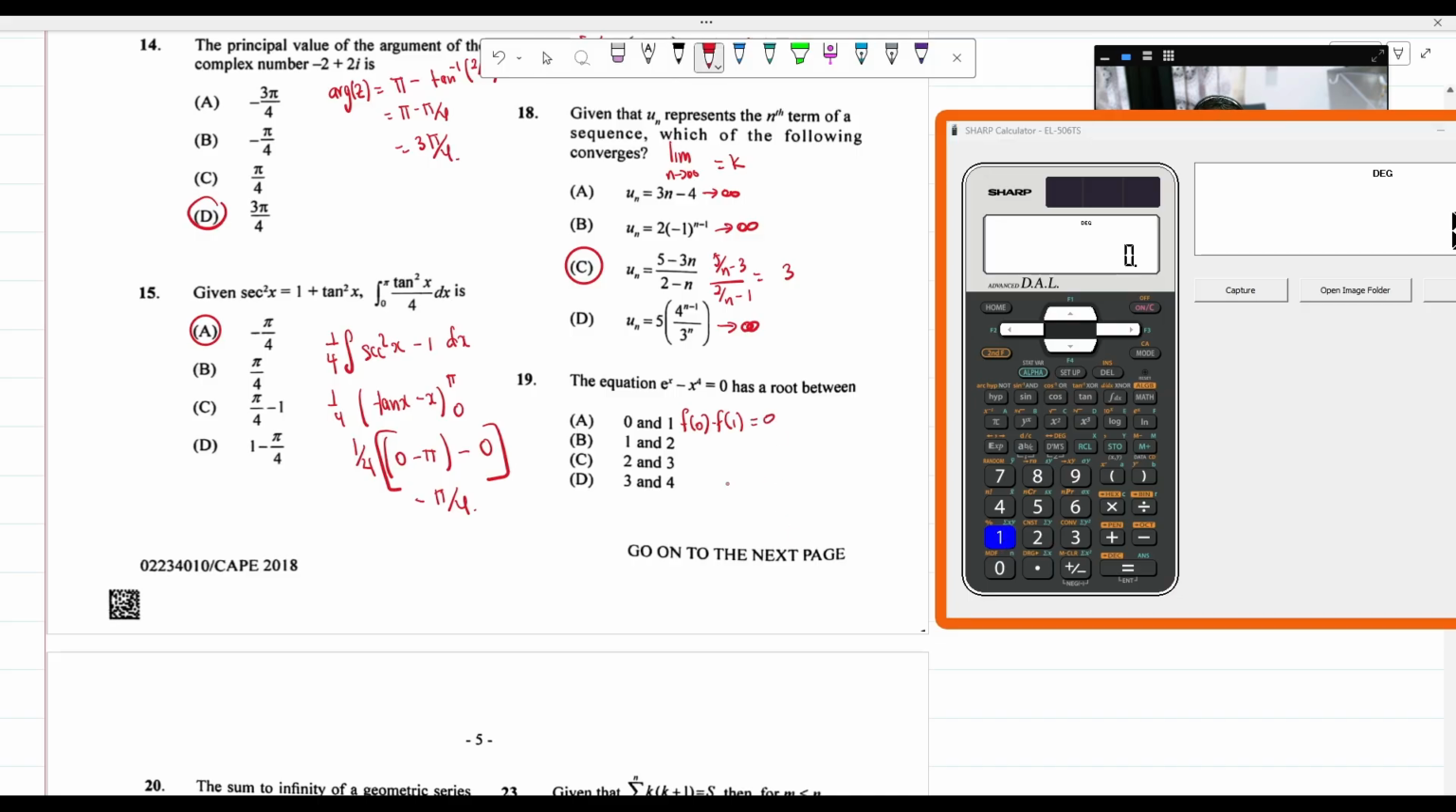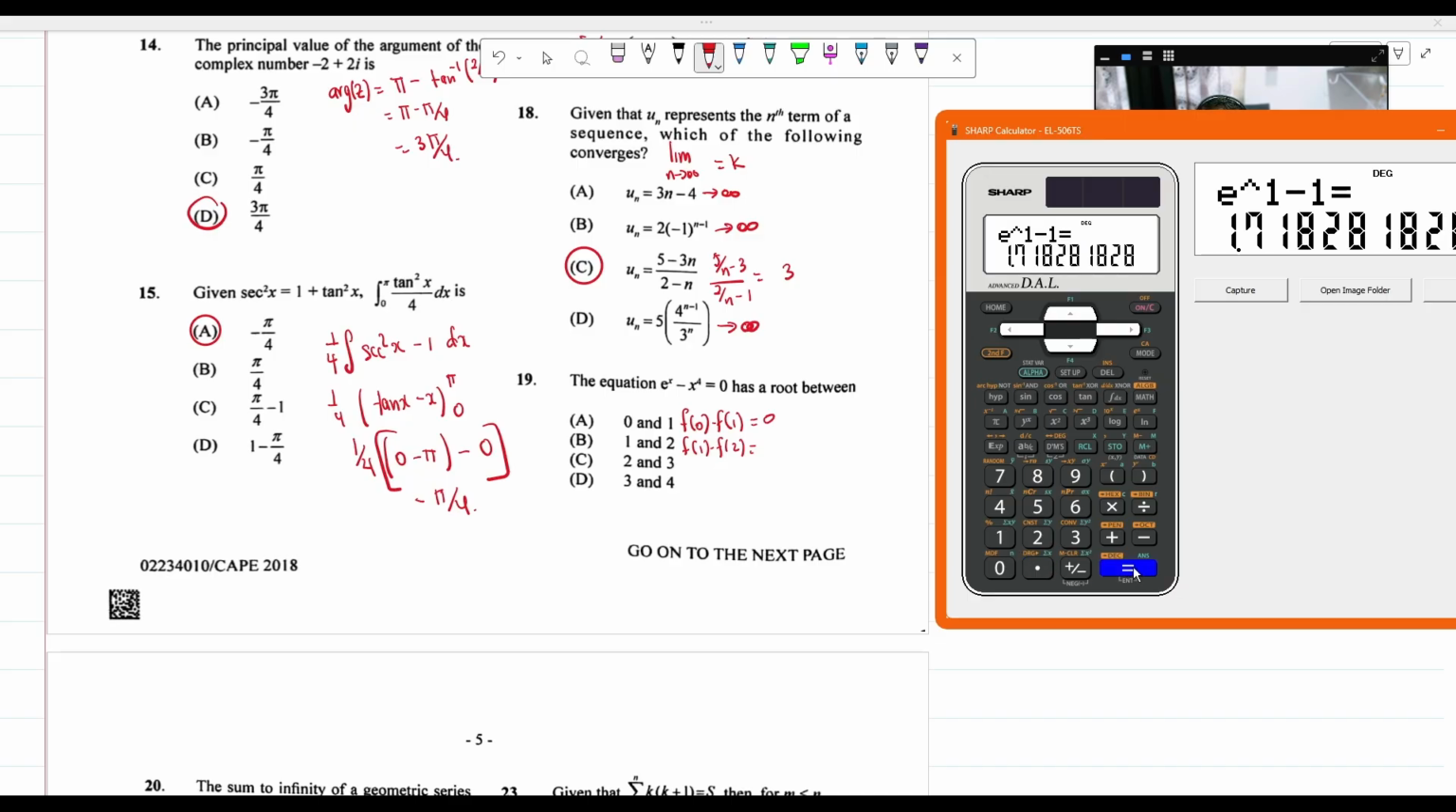So that can happen. For f of 1 and f of 2, we get e to the power 1 take away 1 to the power 4, which is 1. I'll store that in a, and then e squared take away 2 to the power 4, and I'll multiply that by a. I get a negative. So this is less than 0. So B is my answer.